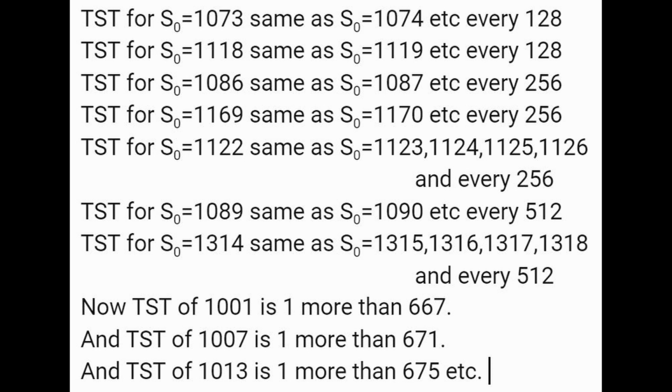In the third last line there, you can see that the TST value for 1,001 is one more than 667. 1,007 is one more than 671. 1,013 is one more than 675. You can see the lower values are going up by 4 and the higher values are going up by 6. So the neural network basically has factored in those trends as well.